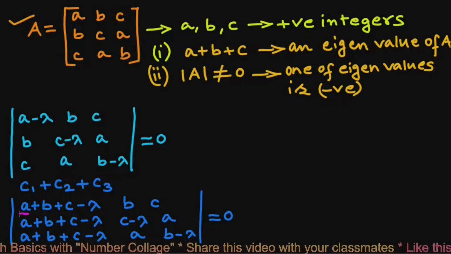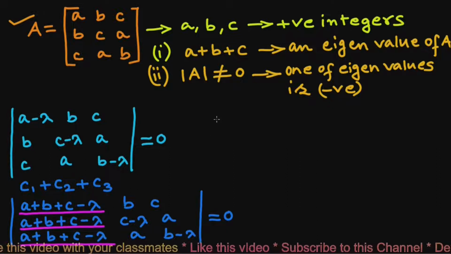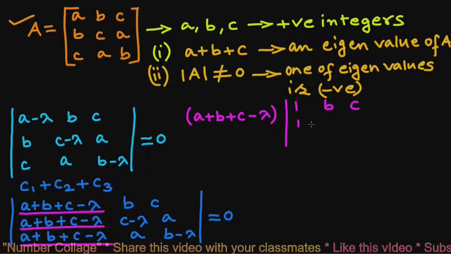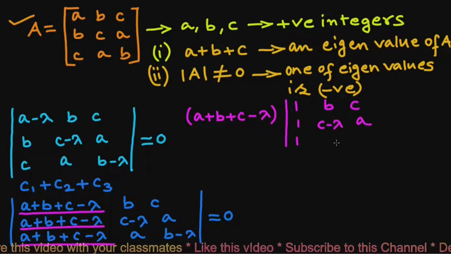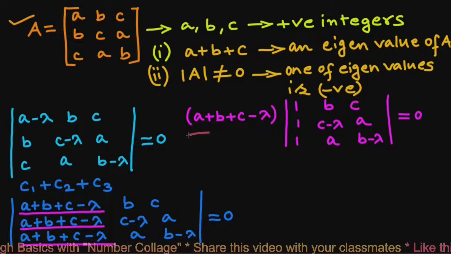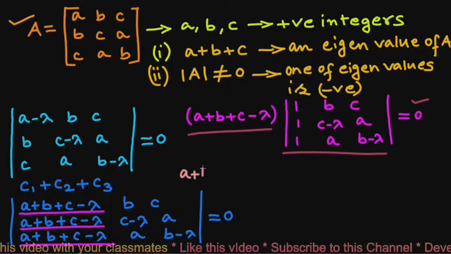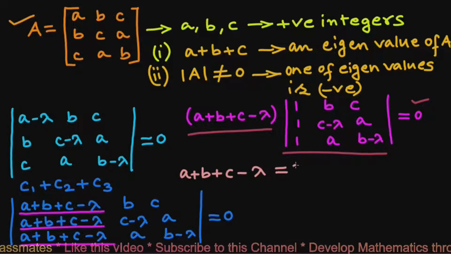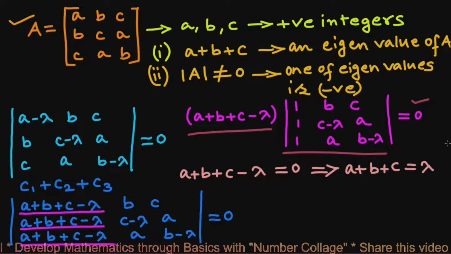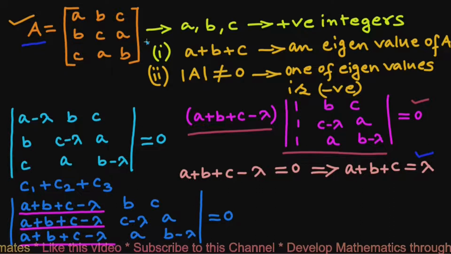Now the elements in the first column being all equal, we take them as a common factor and write A plus B plus C minus lambda into the determinant with rows 1, B, C; 1, C minus lambda, A; 1, A, B minus lambda, equals 0. Now since the product of these two factors is 0, either of them is 0. So we write A plus B plus C minus lambda equals 0, which implies A plus B plus C equals lambda, which is an eigenvalue of matrix A. Now this is the answer to our first question.